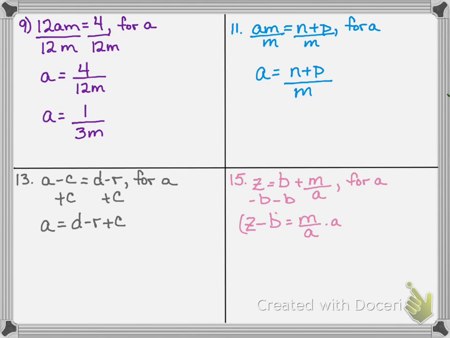Okay, I'm going to multiply both sides by A. That gives me A times Z minus B is equal to M. Now I want to get A by itself, so I'm going to divide by that Z minus B on both sides. That's going to leave me with A is equal to M divided by Z minus B.